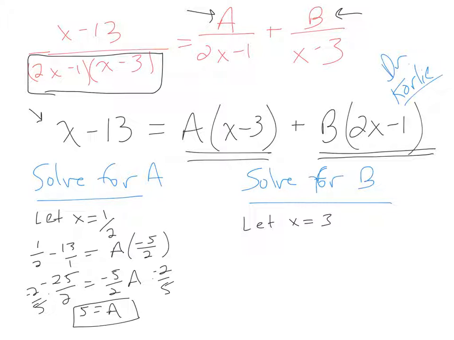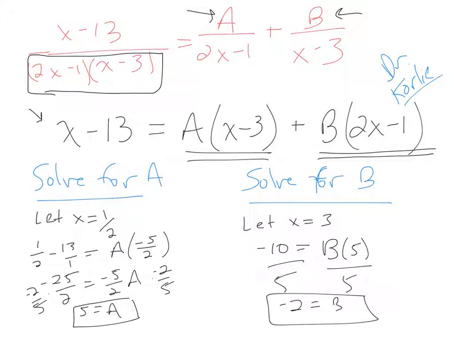If x equals 3, then we have 3 minus 13, that's negative 10, equals b times, and then 2x minus 1 would be times 5. 2 times 3 minus 1 is 5. Divide both sides by 5, and we have negative 2 is b. With those two constants, we can now return to our integration using the new form and solve by U substitution. We'll do that on the next slide.